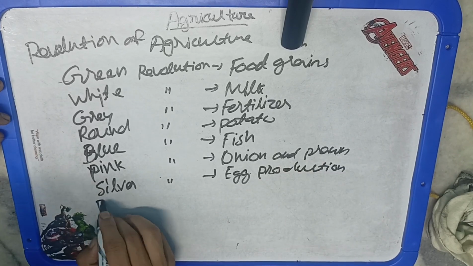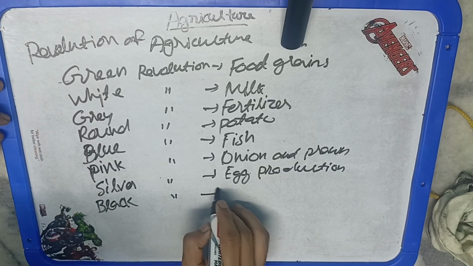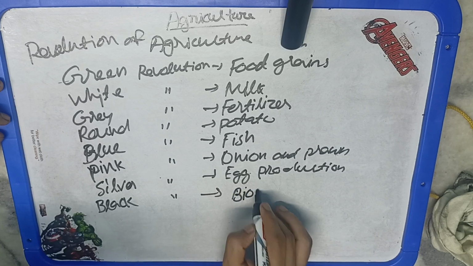Now, at the beginning of the era, we will understand the green revolution first. The green revolution was basically related to increasing food grain production. So now we can understand the condition of Indian agriculture.